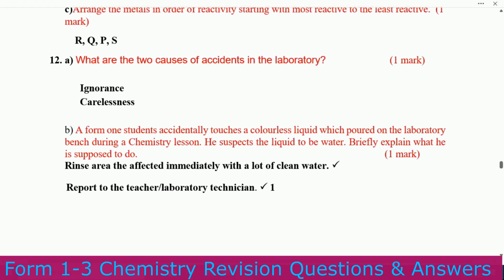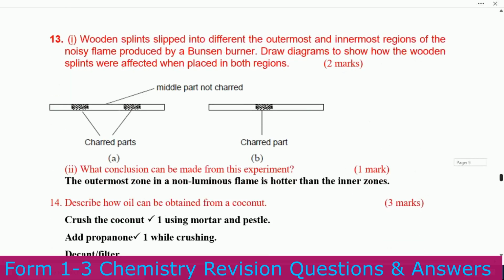Next, you are told a Form 1 student accidentally touches a colorless liquid which was poured on the laboratory bench during a chemistry lesson. He suspected that liquid to be water. Briefly explain what he is supposed to do. Rinse the area that is affected immediately with a lot of clean water, or report to the teacher or laboratory technician. We go to question number 13.